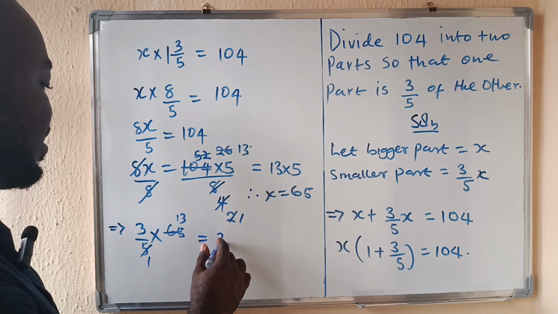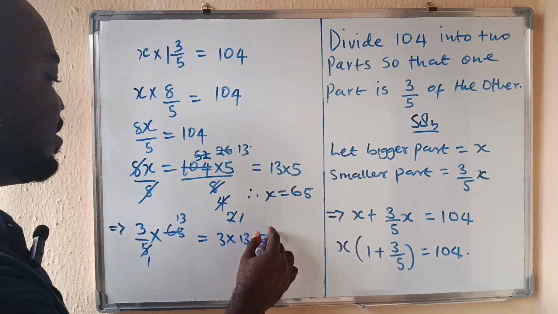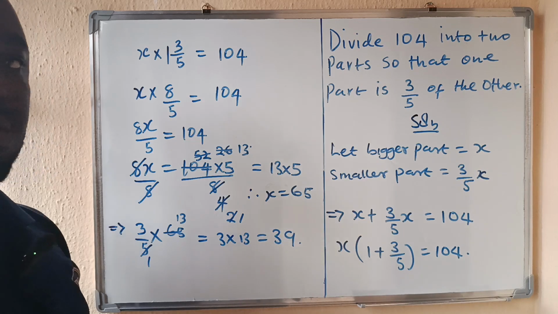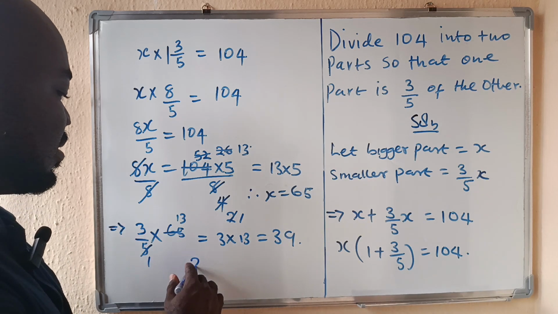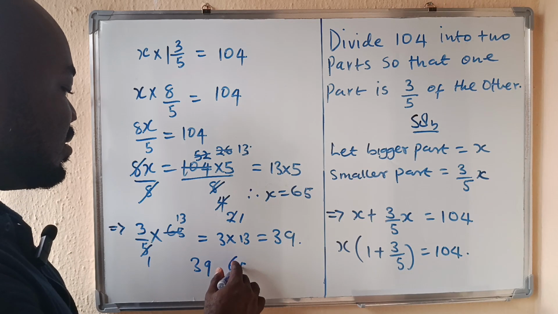So I'll be having 3 times 13, which is 39, which means the smaller number is 39, while the bigger number is 65.